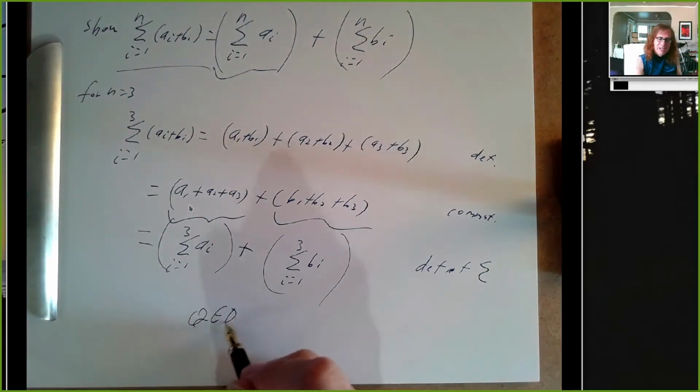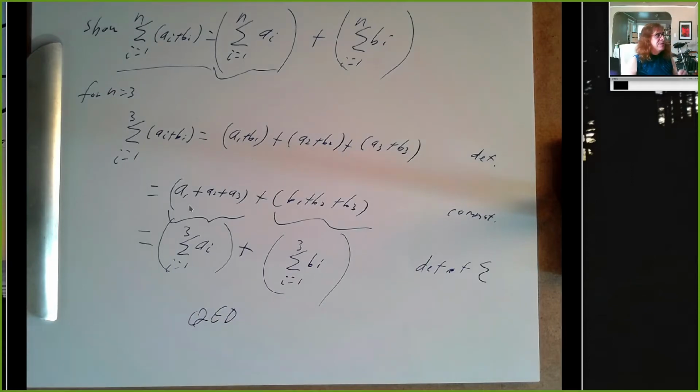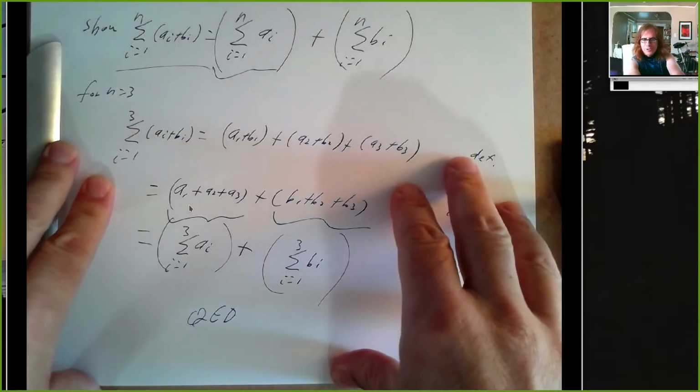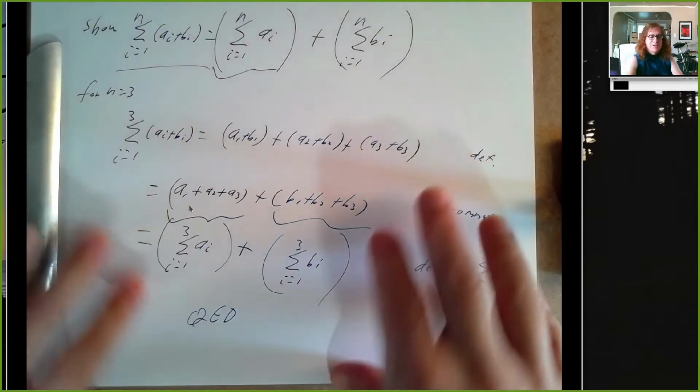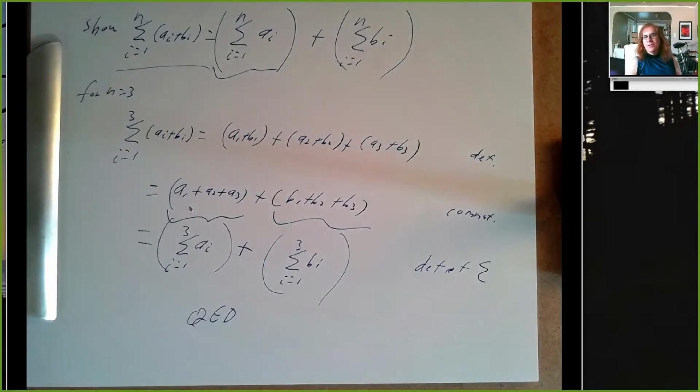Now that's not exactly a proof, but it's a demonstration for that particular value of n. And a slight modification of this with the machinery of mathematical induction will let us prove this for all n. Okay, we'll do that later.